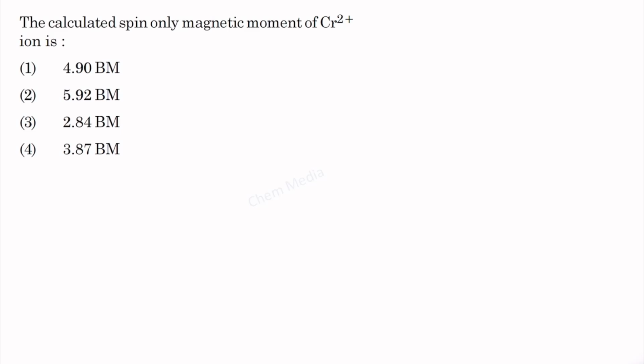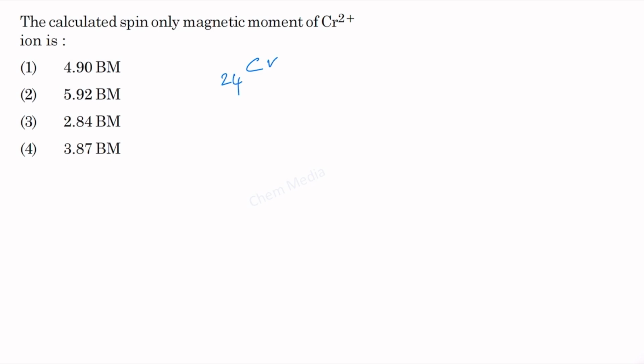Hello everyone, here is a question based on spin-only magnetic moment. What is the calculated spin-only magnetic moment for chromium 2 plus ion? We know that the atomic number of chromium is 24.